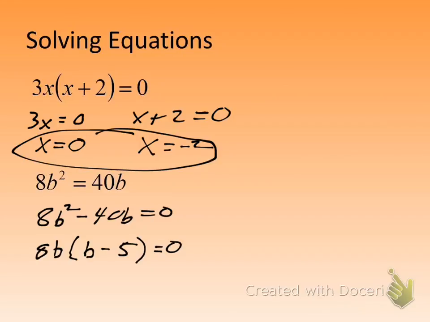And then set it up. See how it sets up like we just did up top? It has to be set up like that. If you're not set up like this, it's not going to work. Split it off. 8b equals 0. b minus 5 equals 0. Divide by 8, which gives you b equals 0. Add 5. b equals 5.